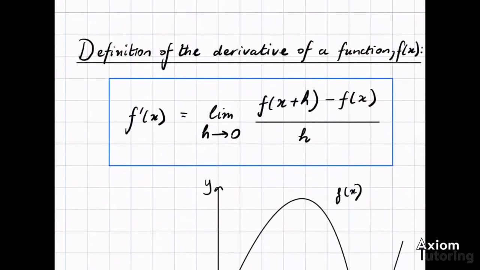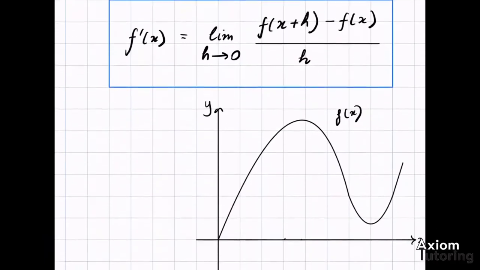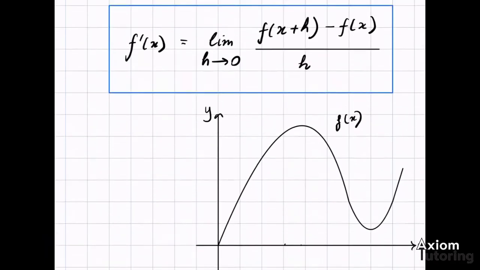We can see here that our derivative f dash of x is equal to the limit for h tending to 0 of f of x plus h minus f of x over h. So initially this may not mean much. So let's contextualize it with a sketch of a curve. Let's have a look at what we can do here.